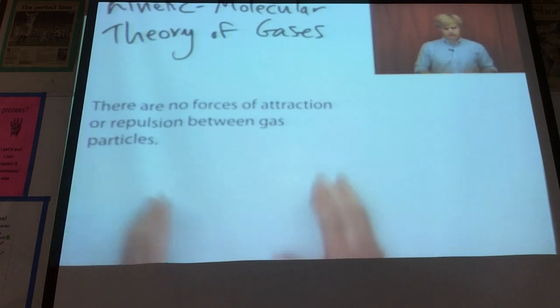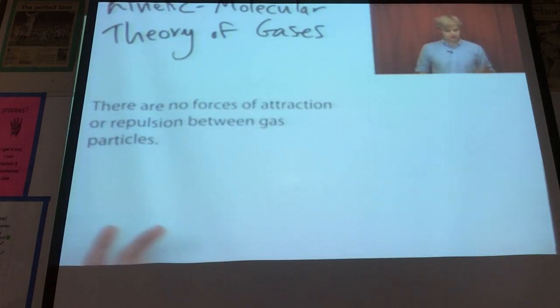Additionally, we can say that there are no forces of attraction or repulsion between gas particles. Some particles, like water molecules, kind of like each other, and so, almost like weak little magnets, they tend to attract. Other particles, two particles that have the same charge, don't like each other. They're sort of afraid of each other, so they're going to repel. They don't want to get anywhere near each other.